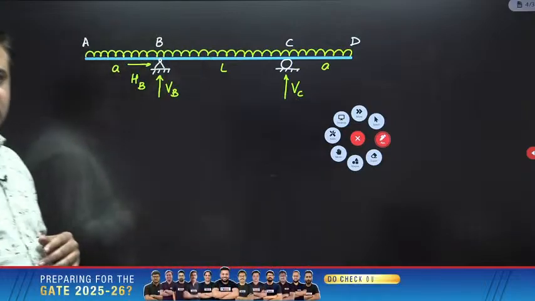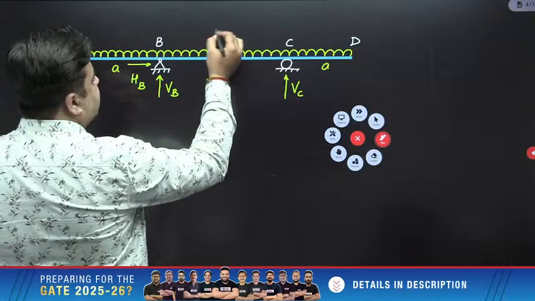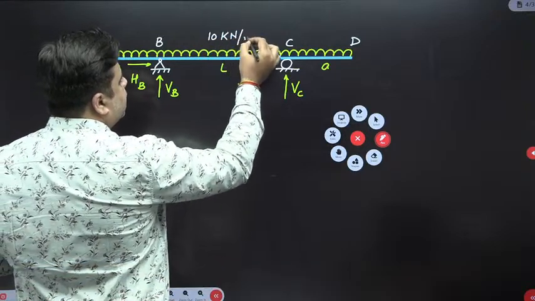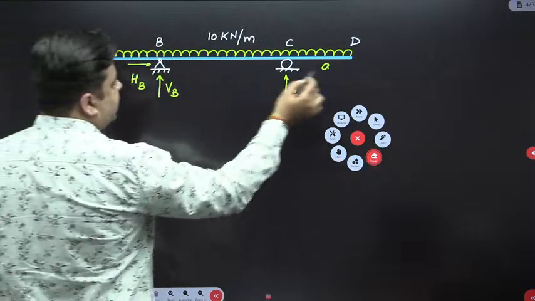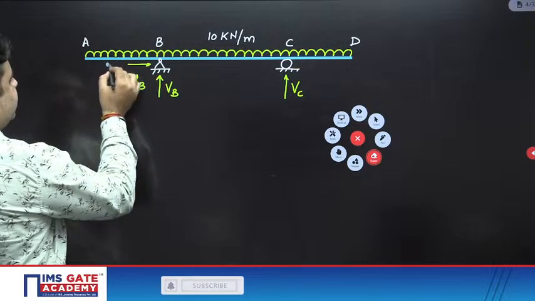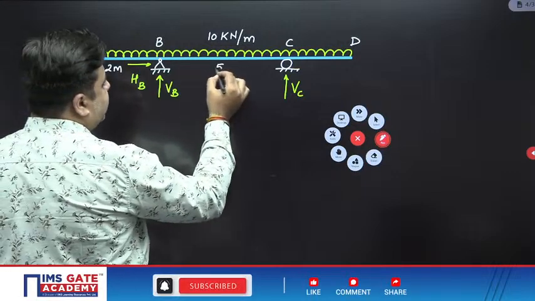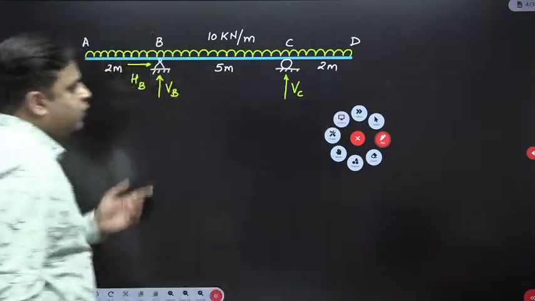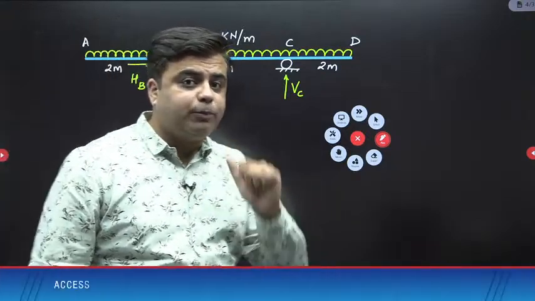Okay, sir. Let me take the values also. The intensity of UDL is given to you as 10 kilonewton per meter, and the value of this overhang is 2 meter. This middle portion is 5 meter, and again this portion is 2 meter. So this is the scenario given to you, and you need to find out the value of support reactions.